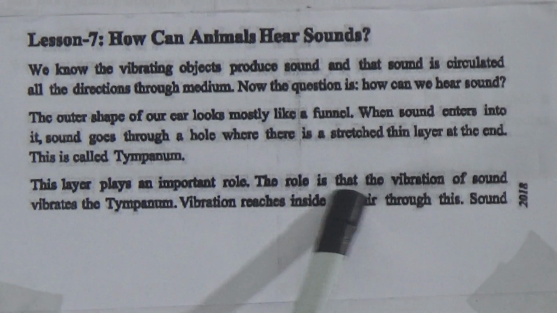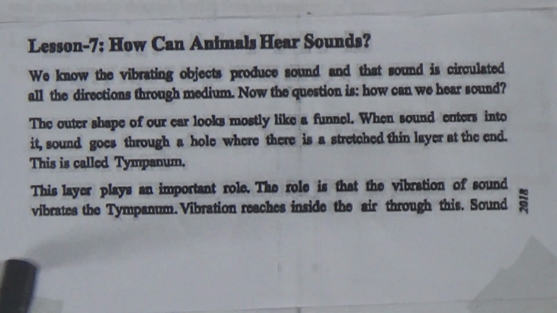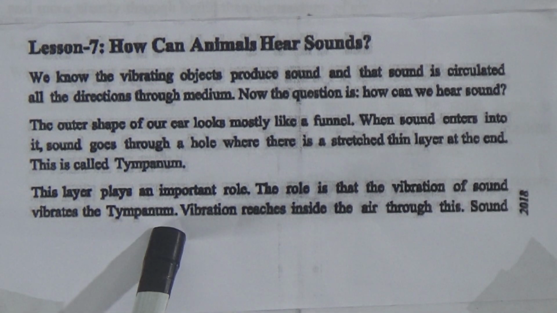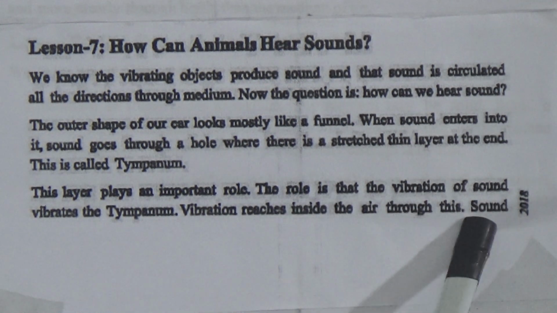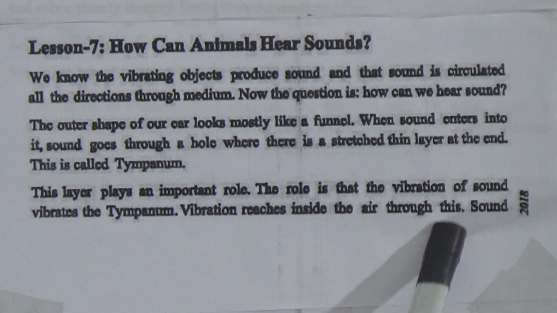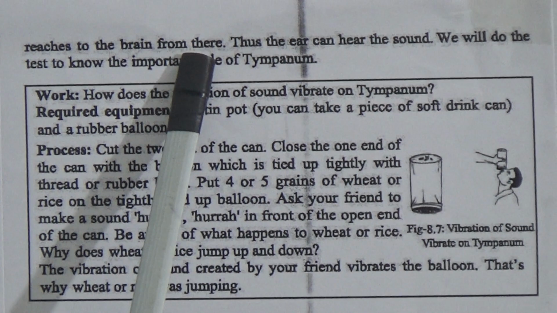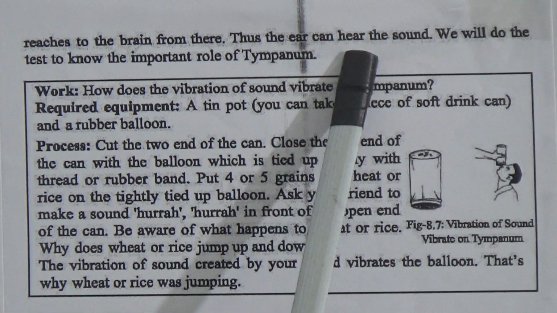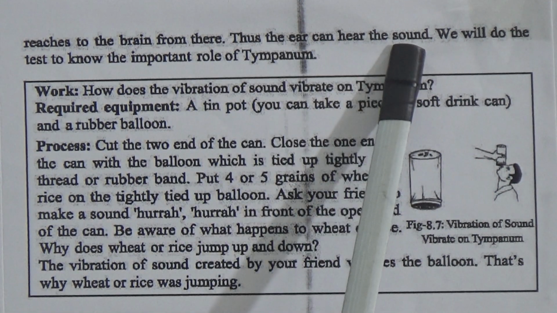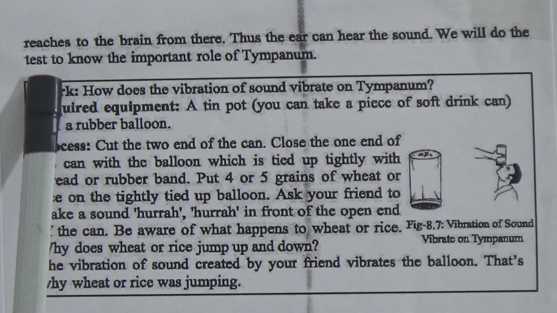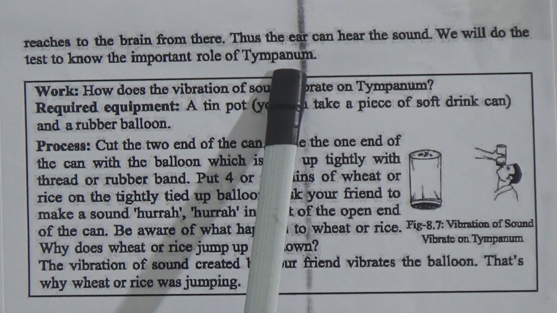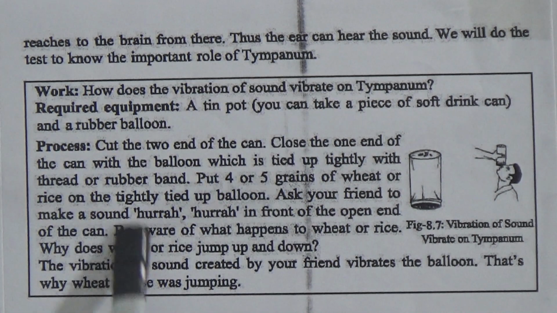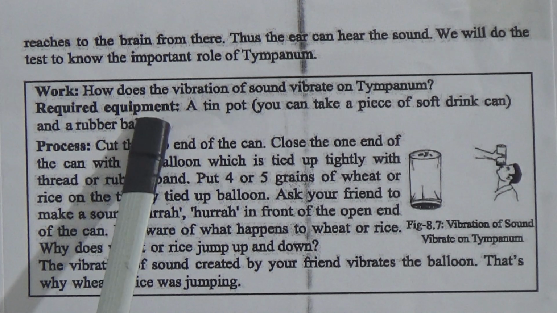The role is that the vibration of sound vibrates the tympanum. Vibration reaches inside the ear through this. Through this, sound reaches the brain from there. Thus, the ear can hear the sound. We will do the test to know the important role of tympanum. Here is an experiment, student, you can do at your home.